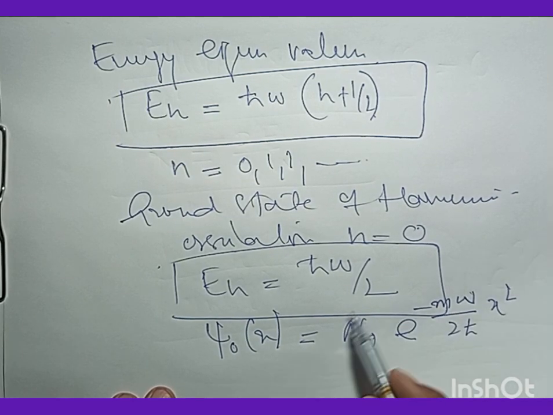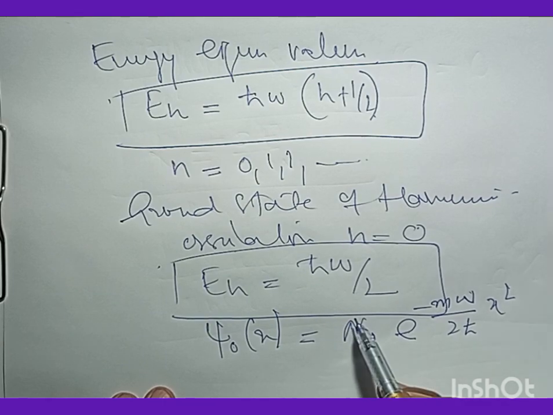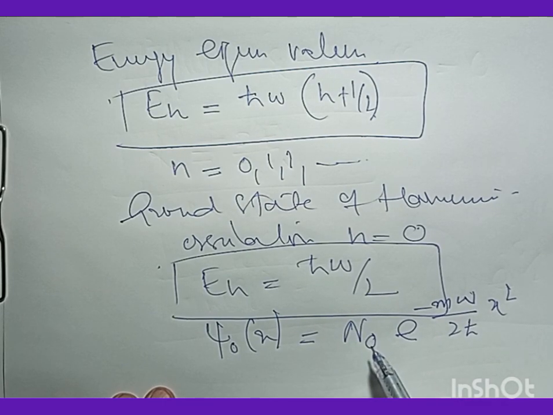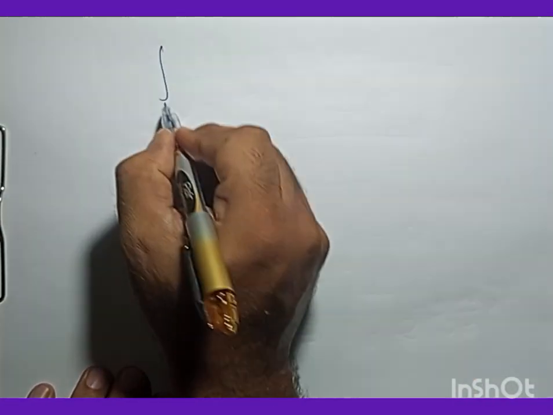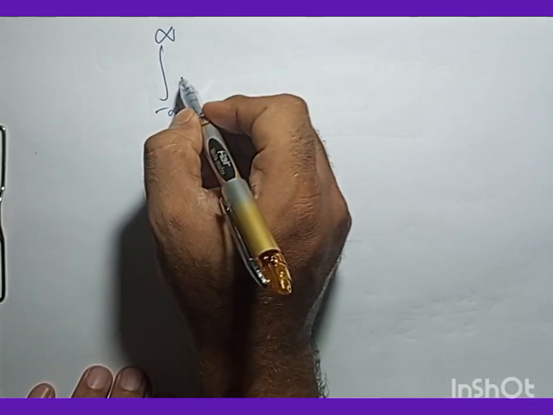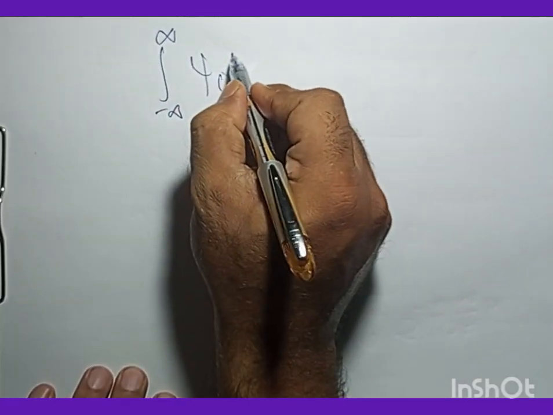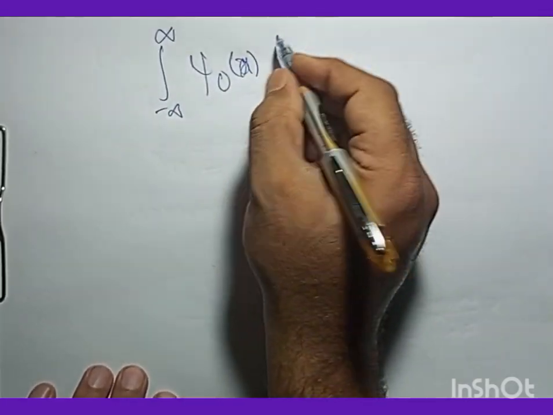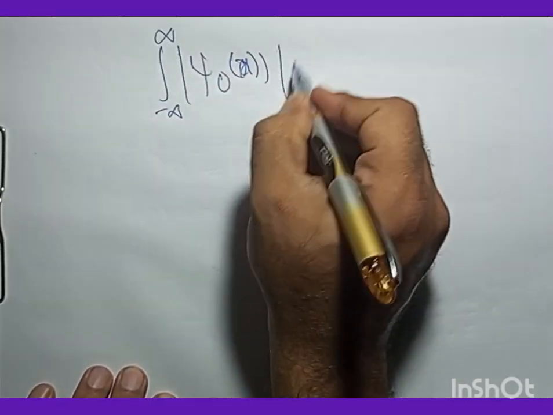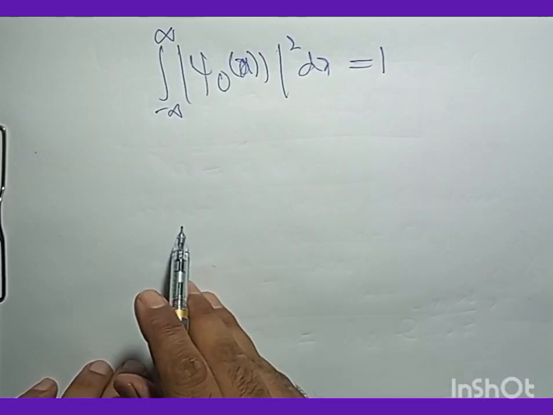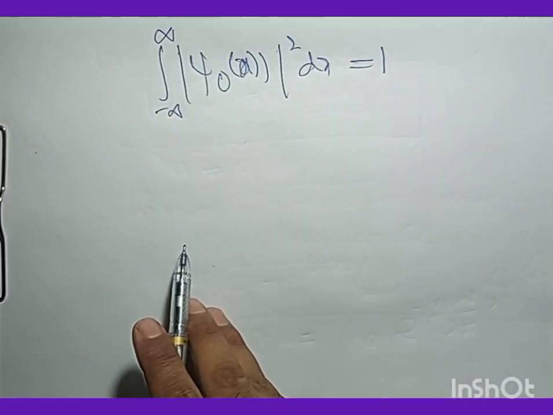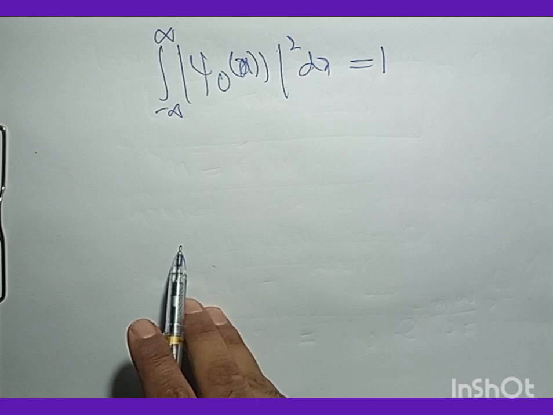And this N0, we should understand, can be calculated by using the condition of normalization. And what is the condition of normalization? You normalize this wave function from minus infinity to infinity: the integral of psi 0 of x squared dx equal to 1. So using the condition of normalization, we can calculate the value of this N0.